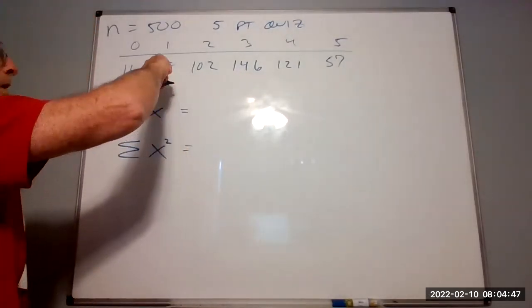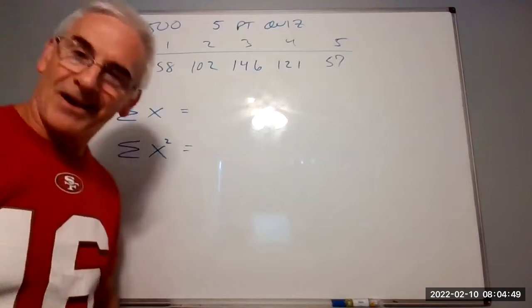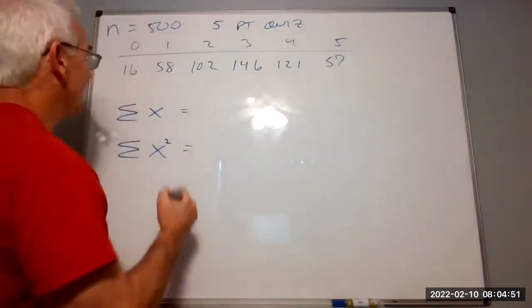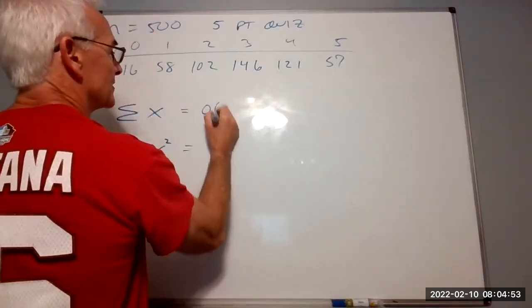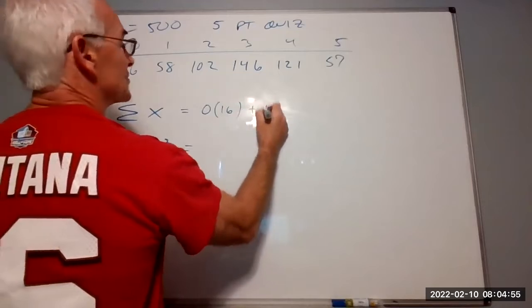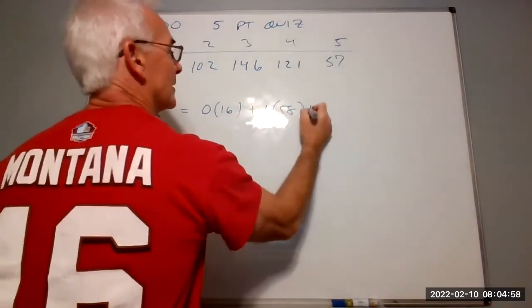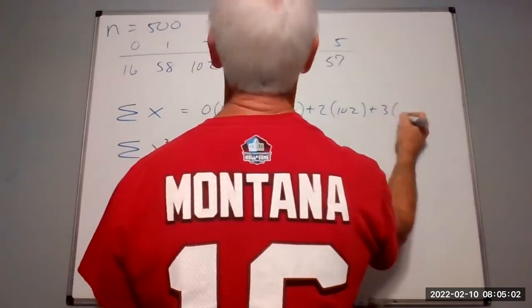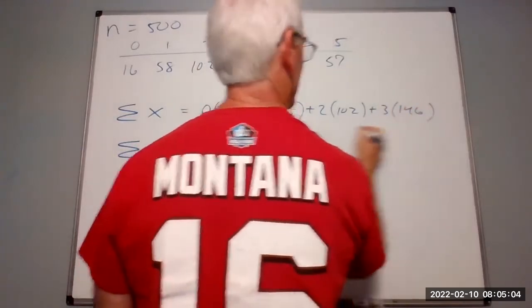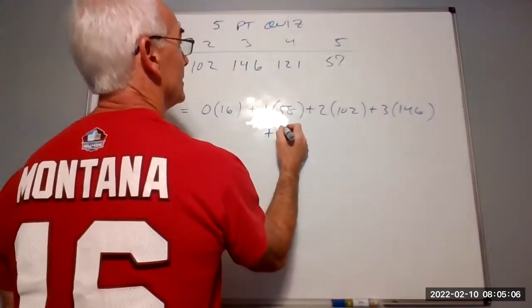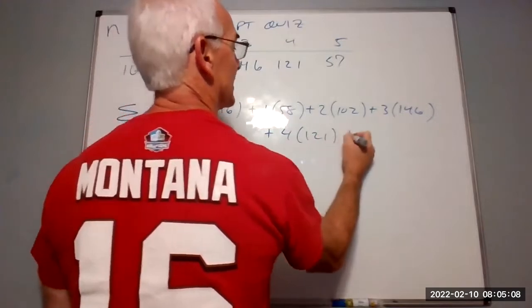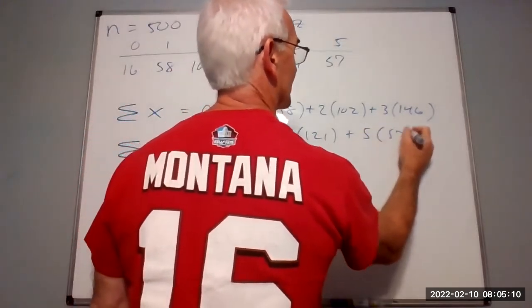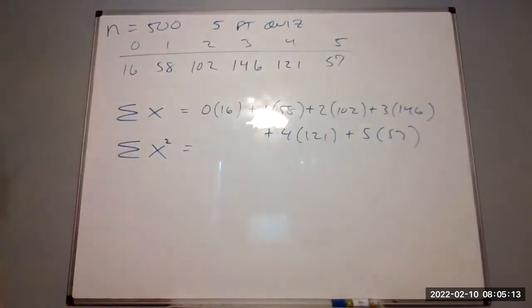Now, how did we do this one? Well, you didn't say 1 plus 1 plus 1 plus 1, 58 times. You said, I have the score of 0, 16 times. And then I have the score of 1, 58 times. And then the score of 2, 102 times. And then the score of 3, 146 times. And then the score of 4, 121 times, and then the score of 5, 57 times. So let's do that first.